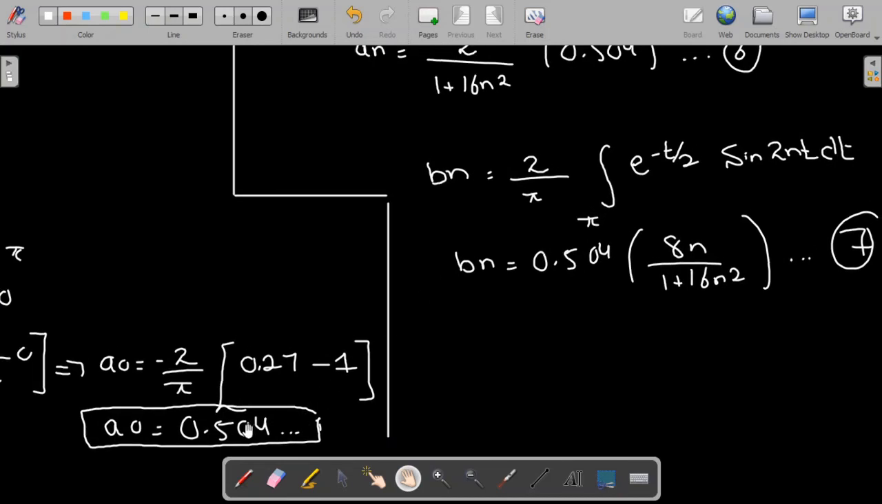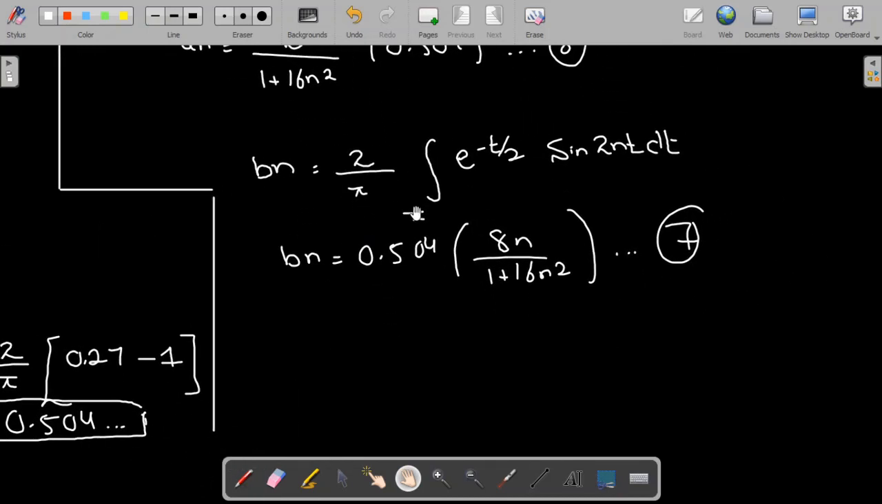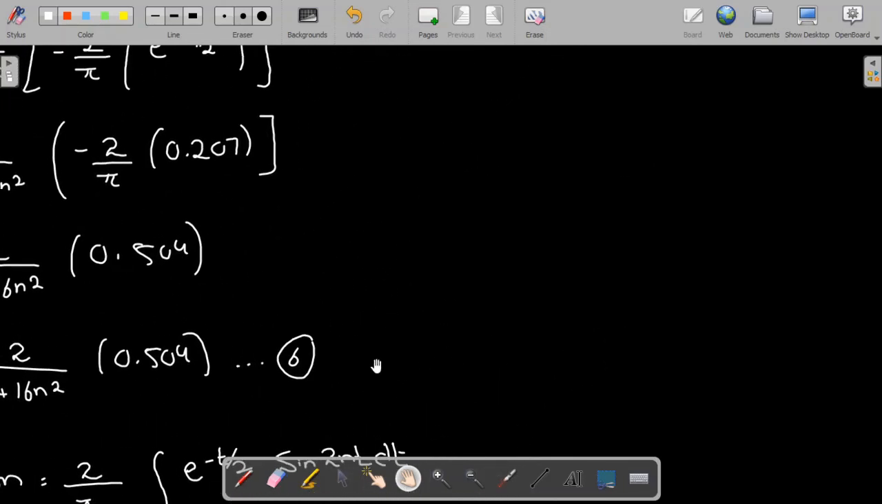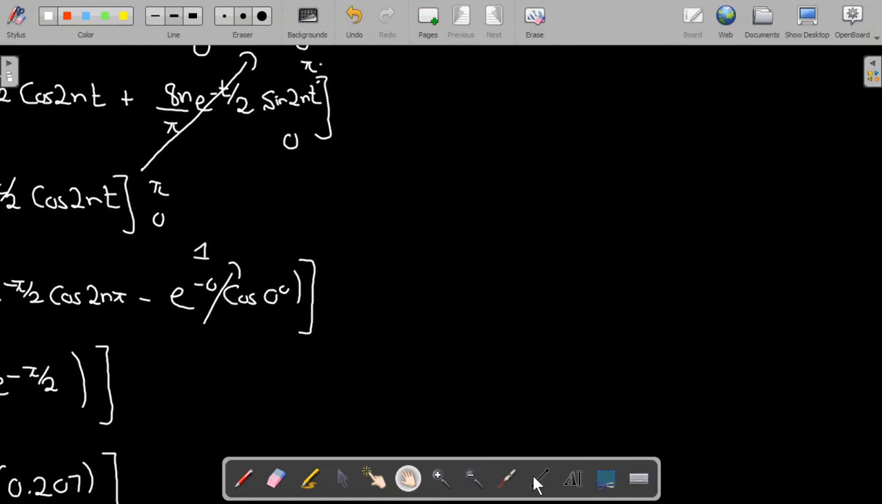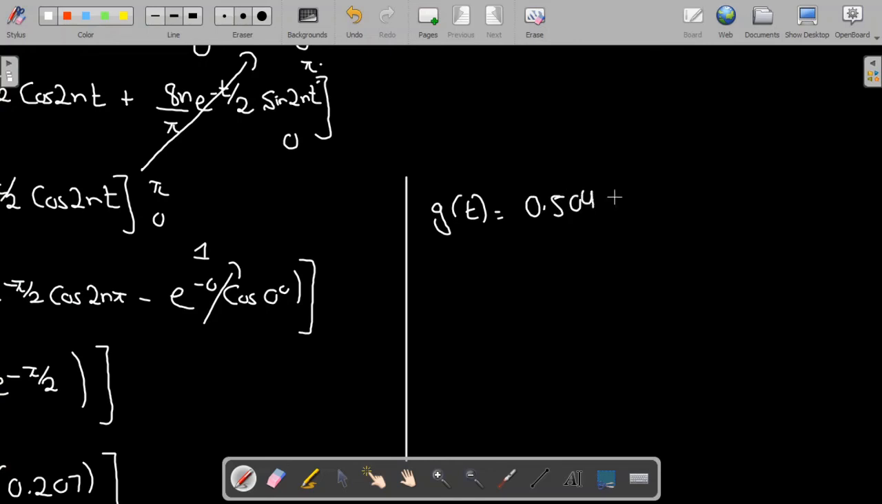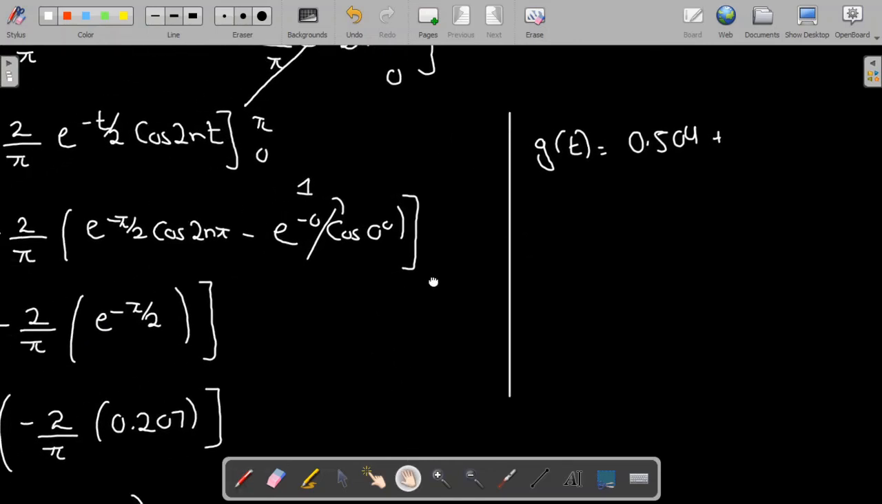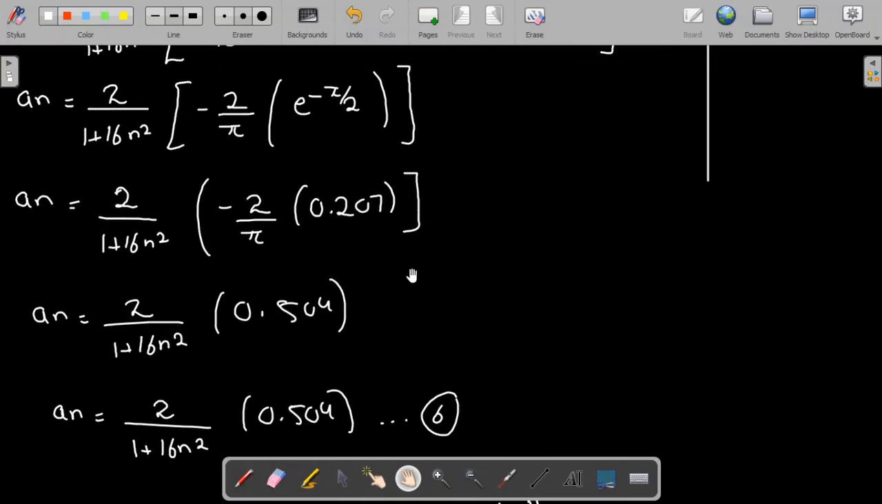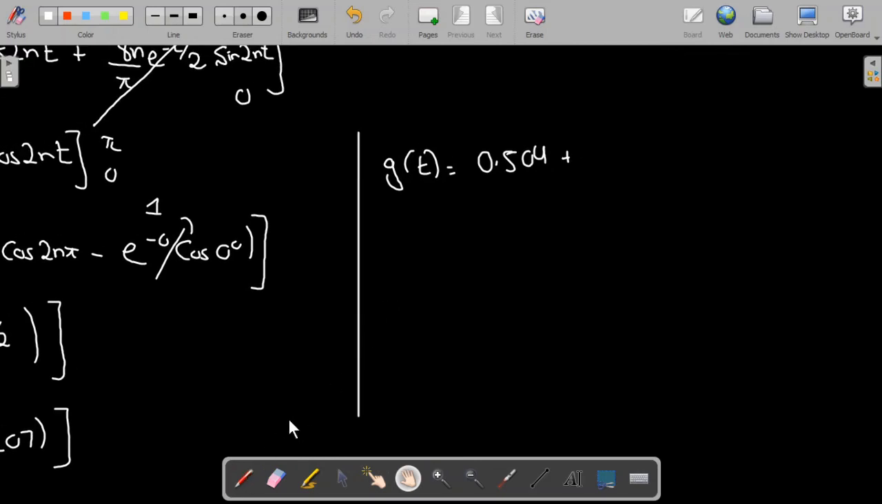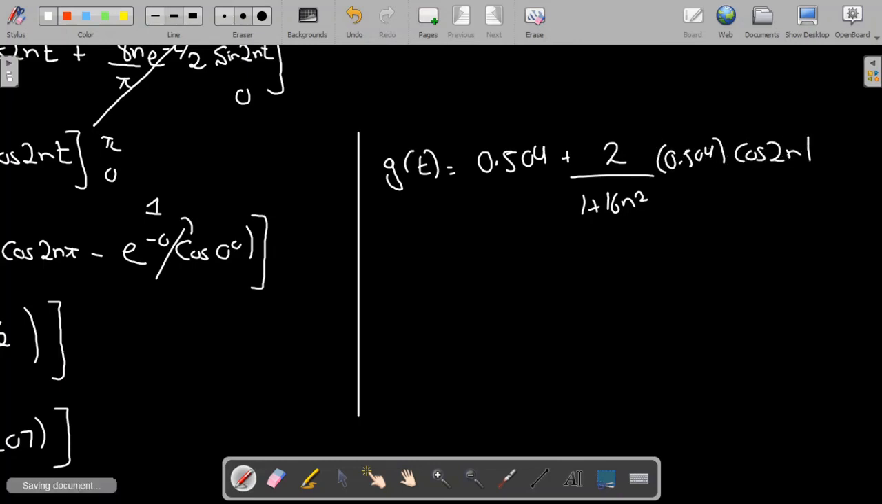So with the help of a naught, an and bn, we are positioned to find the trigonometric representation of a function. So now we can write the trigonometric representation of a function. So let me write it. It means that g of t is equal to 0.504 plus the an, which is equal to this thing, which is equal to 1 plus 16n square into 0.504 cosine of 2nt, and summation of this is going to be from 1 to infinity.